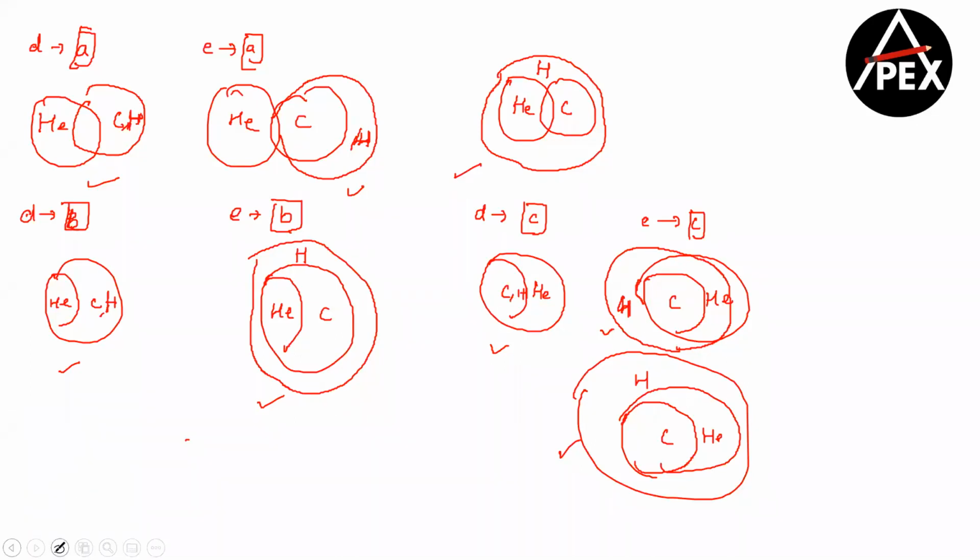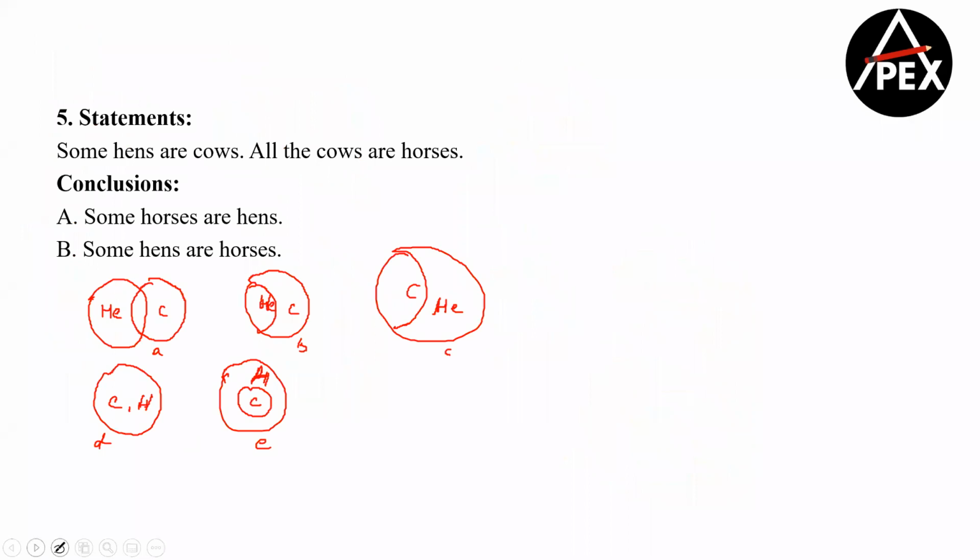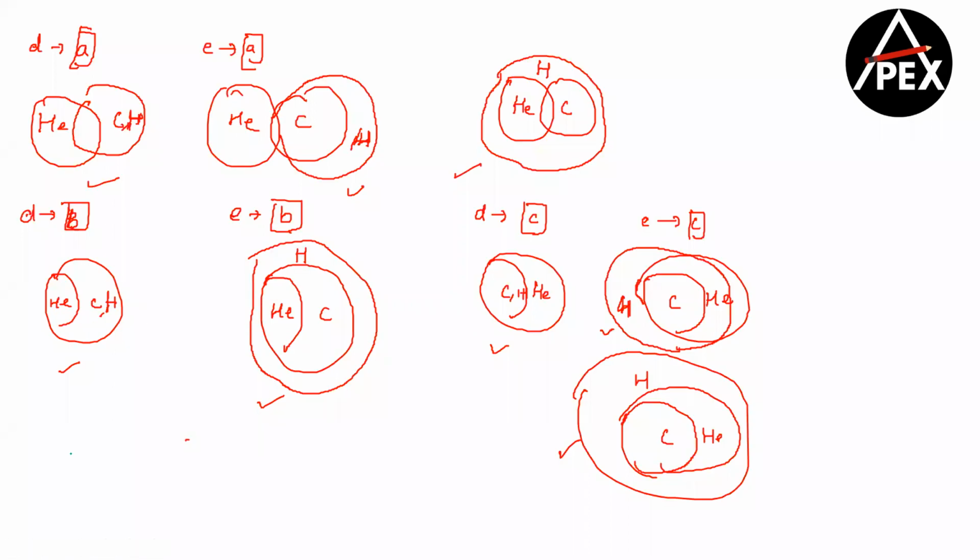Okay. Now some hens are horses. If some horses are hens, and we already have the final condition, let's see if some hens are horses or not. Some hens are horses. Yes.